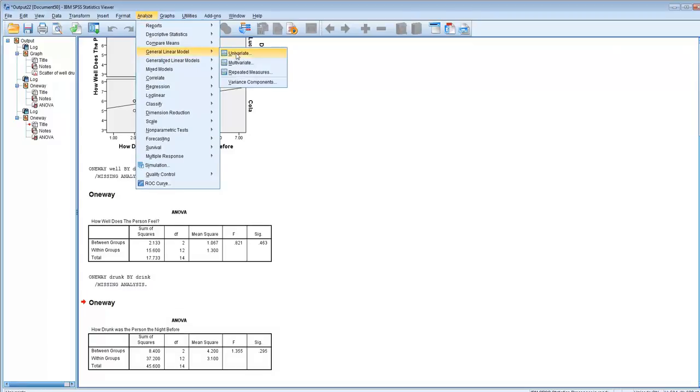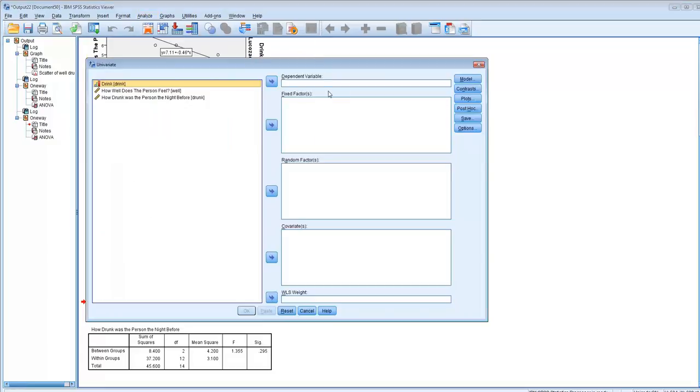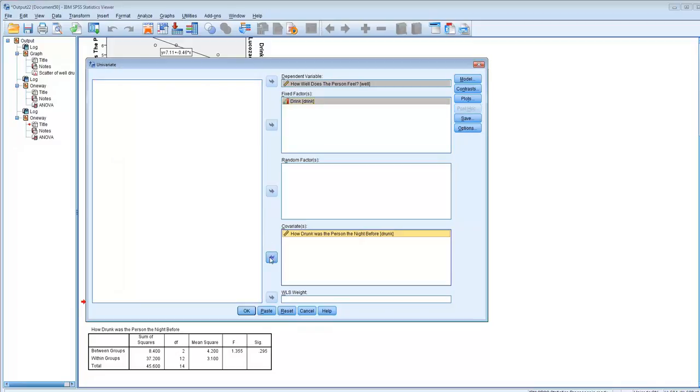So we click on general linear model, univariate. Univariate means that we have one dependent variable, and that dependent variable is how well a person feels. Our fixed factor in this case is drink, right? The categorical variable is a factor, and it has three levels, the three different drinks. We have a covariate. The covariate is how drunk was the person the night before. And so we enter that into the box with the covariate.